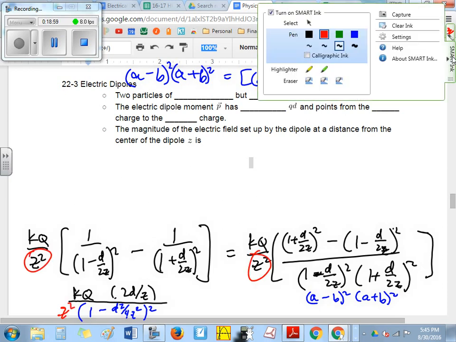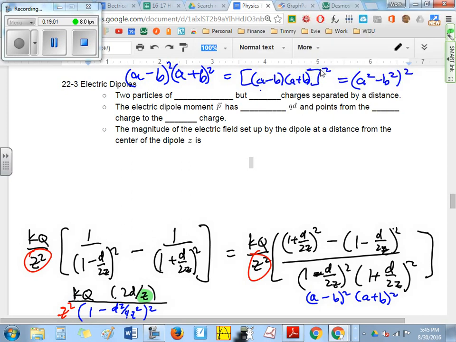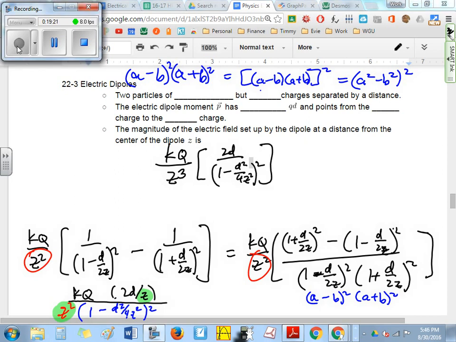You'll notice there's another Z on the bottom of the top, and that can be combined with the Z squared that I have on the bottom there. So I'm going to write actually with a Z cubed on the bottom. And then there's this other junk, which is 2D over 1 minus D squared over 4Z squared, squared. And this is the field you experience standing on that line. So this is the total net field.